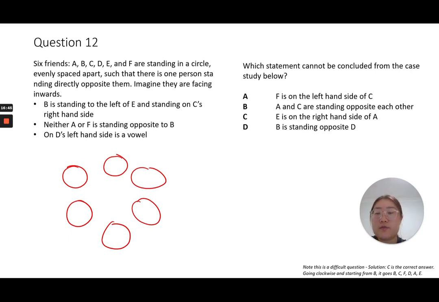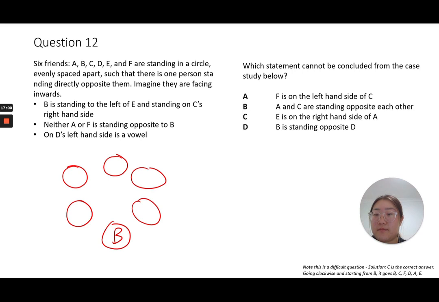So first of all, let's read the first statement. B is standing to the left of E and standing on C's right-hand side. So I'm going to put B here. Yeah, B here. And they are standing to the left of E.